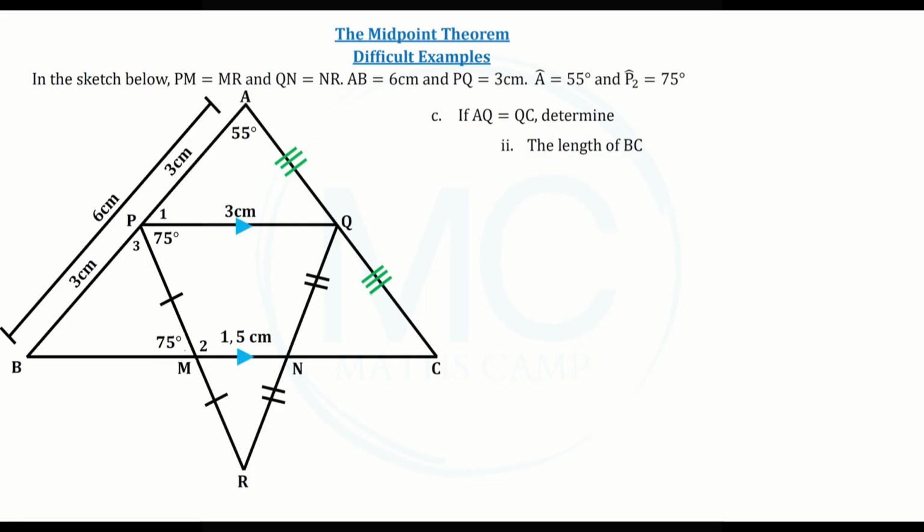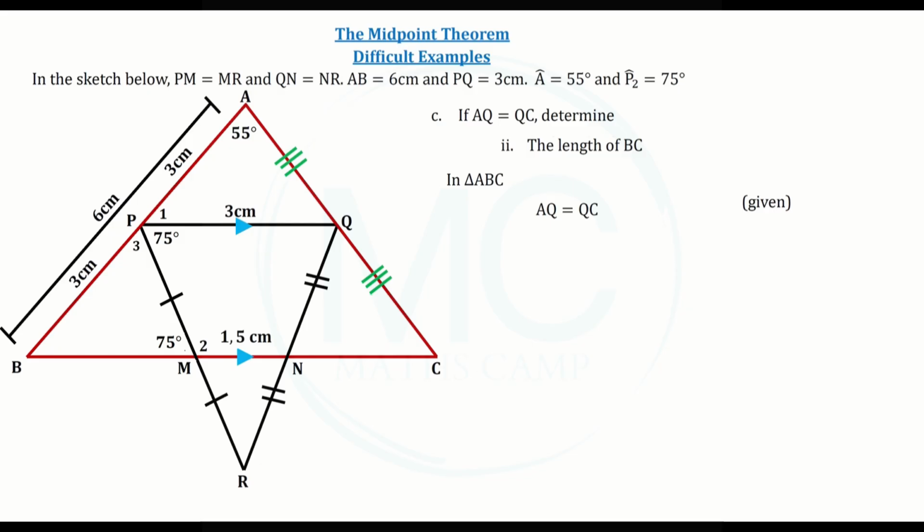Determine the length of BC. Now BC is a side of the larger triangle ABC. So let's make it red. Now let's look at the information we have in triangle ABC. We know that AQ is equal to QC. So we can make the note that AQ is equal to QC. This information has been given to us in the question. So as our reason, we say given.